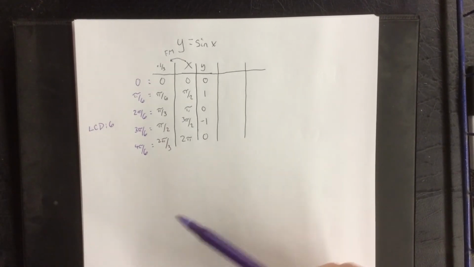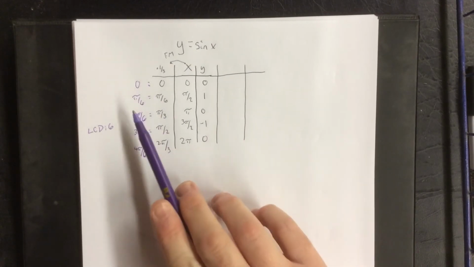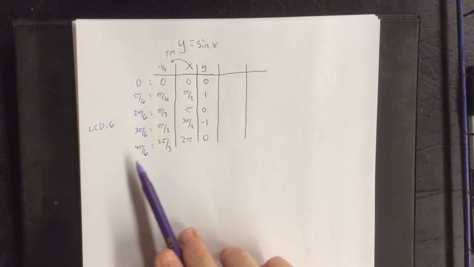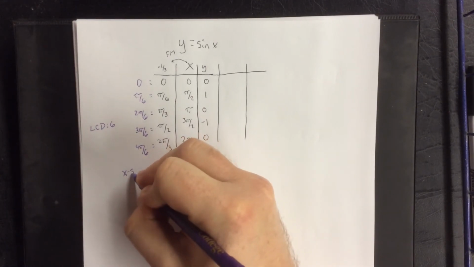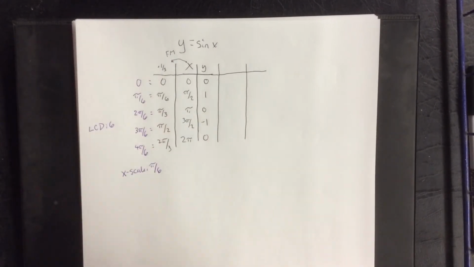So this probably flows a lot better than these angles, but you can call them 0 pi over 6, 1 pi over 6, 2 pi over 6, 3 pi over 6, and 4 pi over 6. That lets us know that the x scale that we'll want to use for this, once we actually graph, each of those tick marks will represent pi over 6.